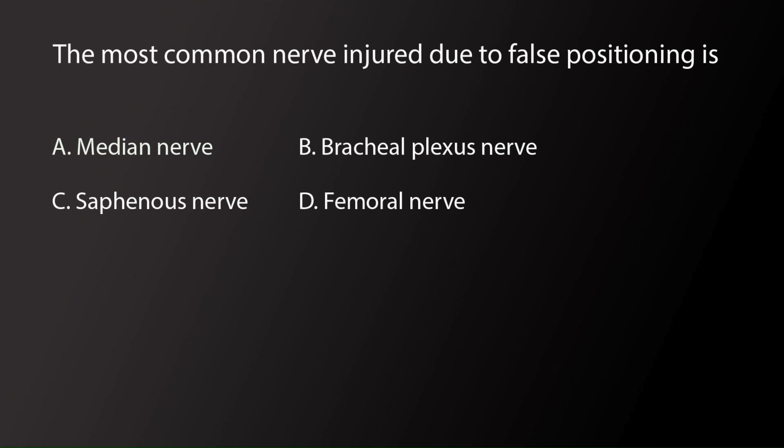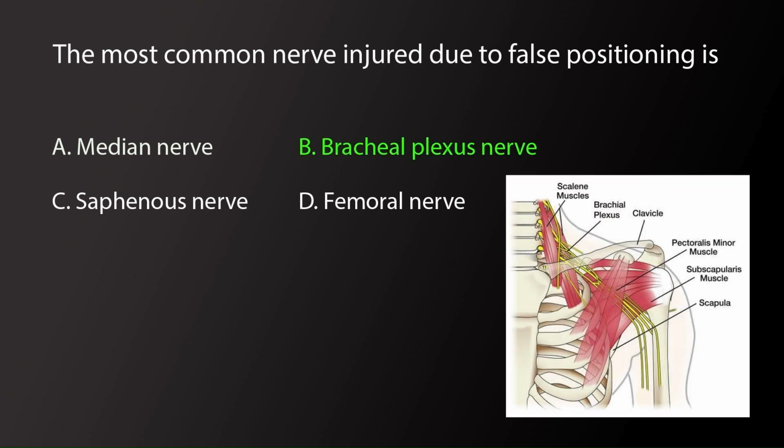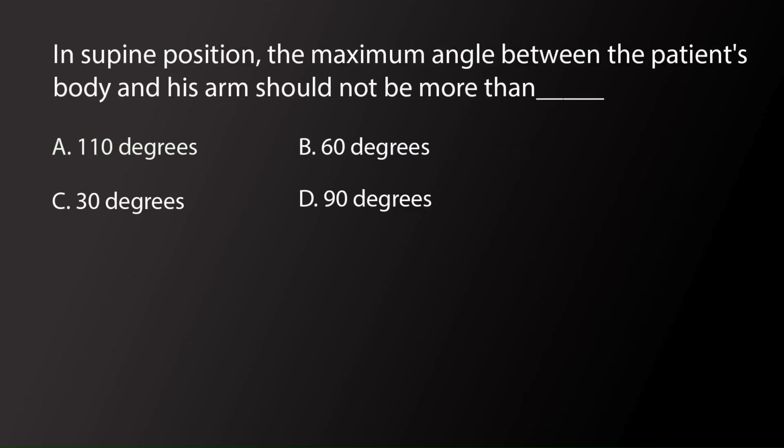Next question. The most common nerve injury due to false positioning is option A, median nerve. Option B, brachial plexus nerve. Option C, saphenous nerve. Option D, femoral nerve. The correct answer is option B, brachial plexus nerve.